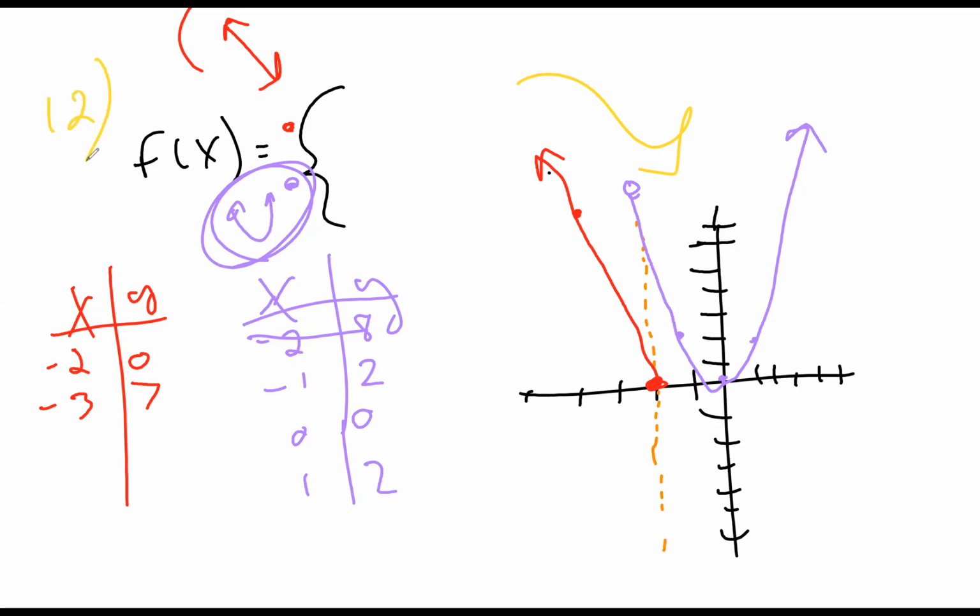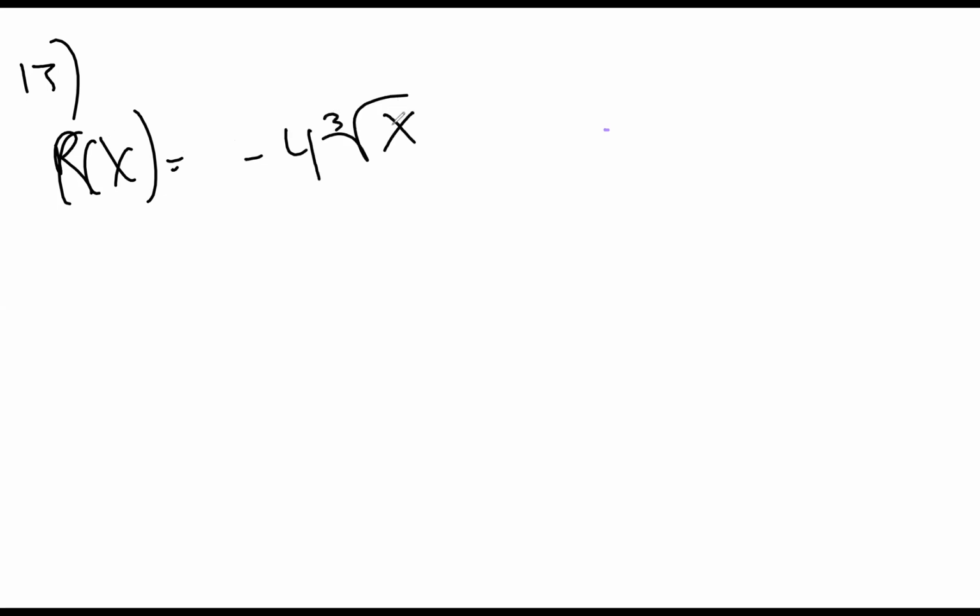All right, so that's number 12. Any other questions, any other problems right now on number 12? Good on 12. All right, so then we get to 13. We have r of x equals, wow, that's the worst r I've ever drawn. We have -4 times the cube root of x. And the question is even, odd, neither.